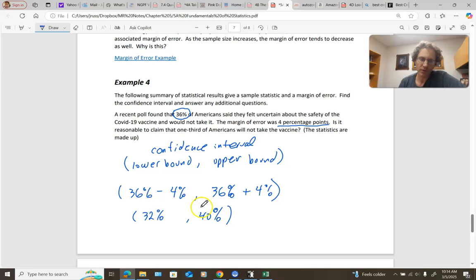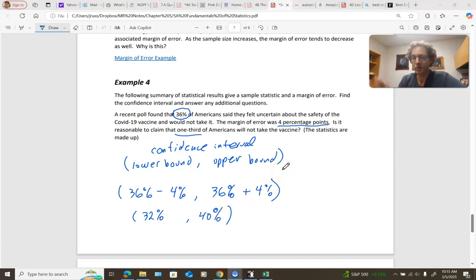Okay. So we're going to assume that somewhere within this interval lies the true percentage of Americans who are basically not going to get the vaccine. Okay. And so we need to use this to answer this question. It says, is it reasonable to claim that 1/3 of Americans are not going to take the vaccine? Well, we need to figure out what is 1/3 within this interval.